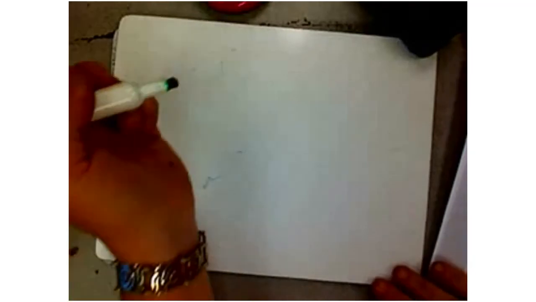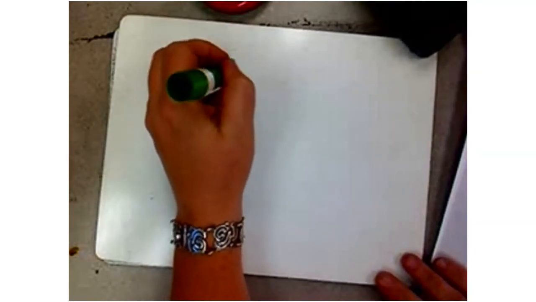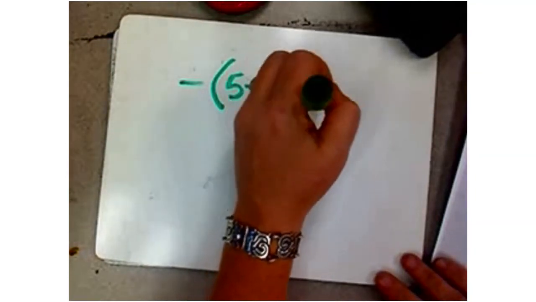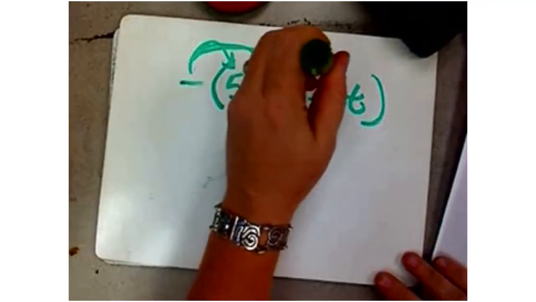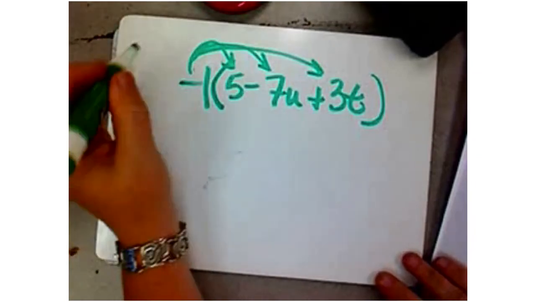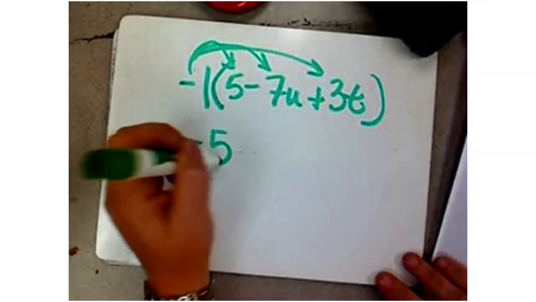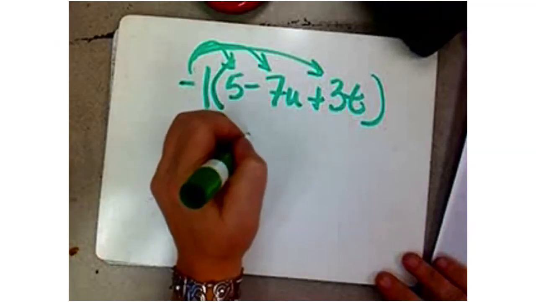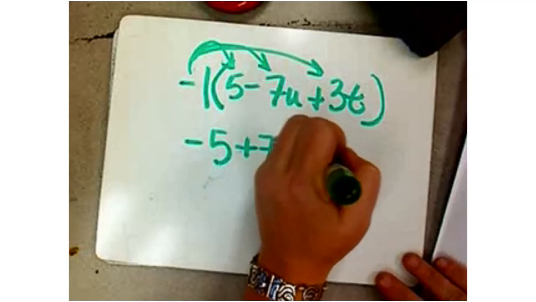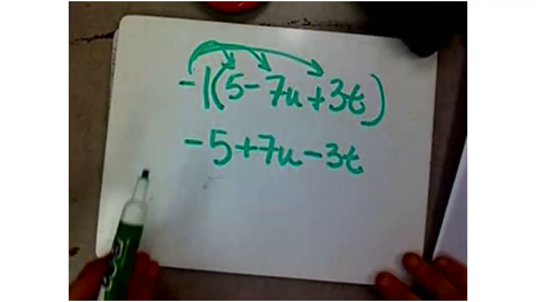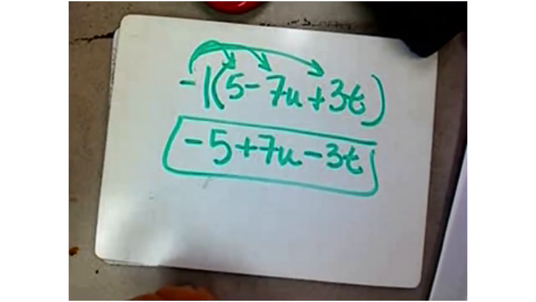So if you have a negative open paren 5 minus 7u plus 3t close paren, the negative applies itself to everything on the inside of the parentheses. Put a -1 on the outside and remind yourself that it's a -1. So -1 times positive 5 is -5. -1 times a -7u is positive 7u. -1 times positive 3t is minus 3t. Notice they all change to their opposites. That's what negative means, the opposite of, right? So we rewrite it -5 plus 7u minus 3t.